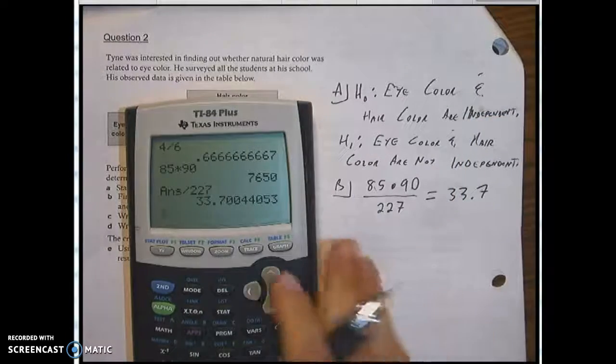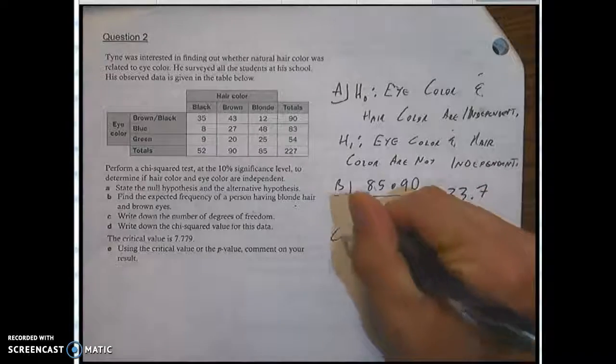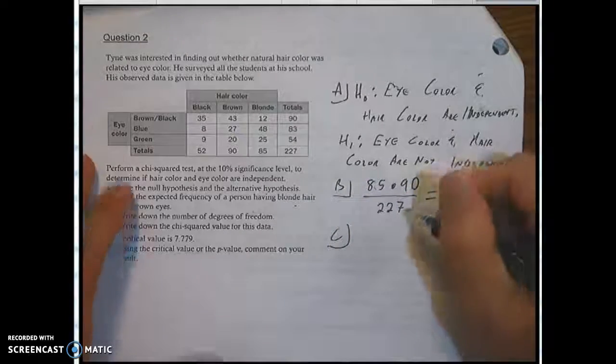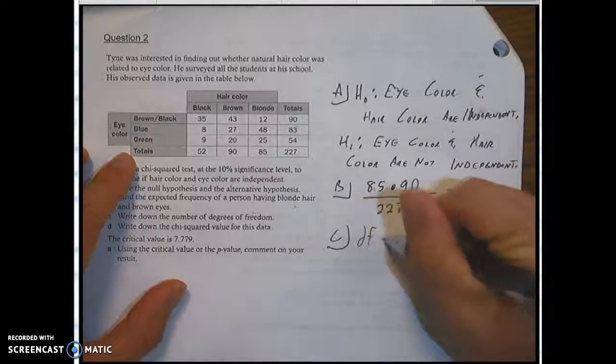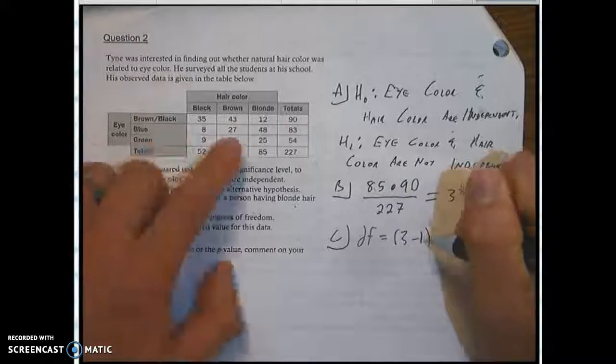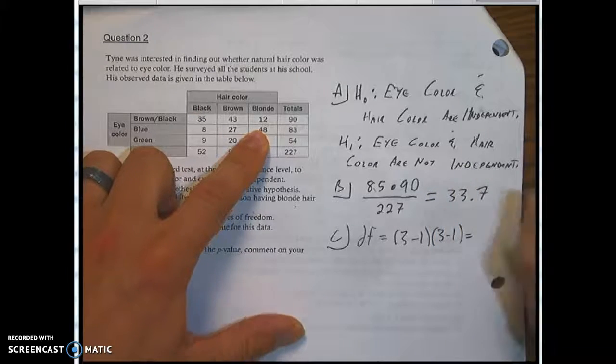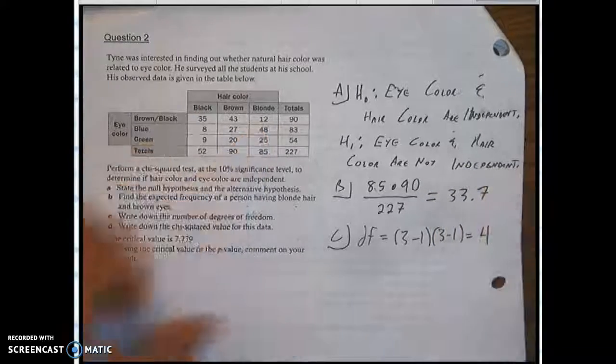Three significant figures. Okay, part C, write down the degrees of freedom. Well, degrees of freedom is always rows minus 1, times columns minus 1. So we've got 3 rows and 3 columns, which is 2 times 2 is 4. 4 degrees of freedom here.